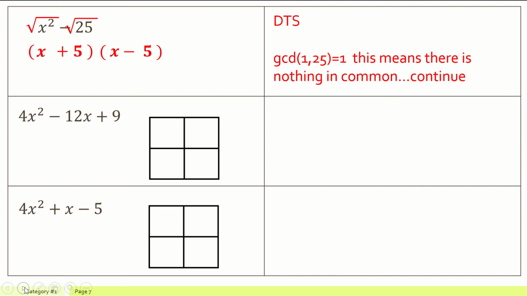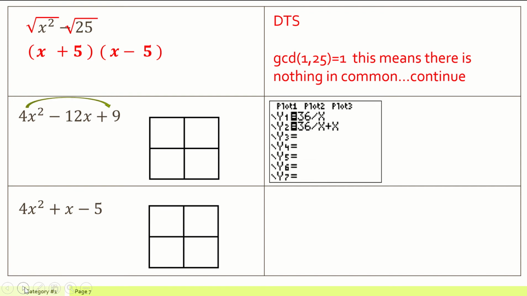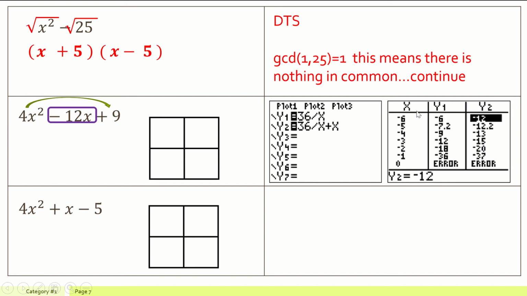The second example is a trinomial, so we would use our box method here. We multiply the first, 4 times 9, to get our 36, and that's our calculator steps. Y1 equals 36 divided by x, and Y2 we type in 36 divided by x plus x. This will help us find the rest of our boxes. Remember, in our table by second graph, we're looking at the last column to equal the middle term. So looking back at my trinomial, my middle term is negative 12. So my combination here would be negative 6x and negative 6x. With those, now I can fill in all four boxes.